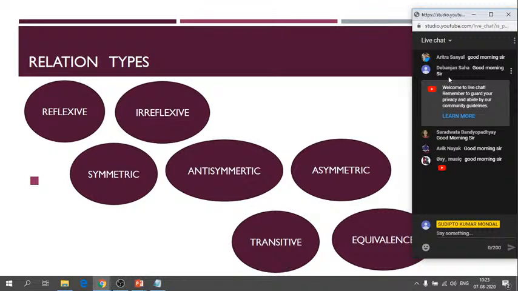So that is why we are saying relation is a subset of Cartesian product. And Cartesian product, as we know, is A cross B, which is the ordered pair of two different sets. So relation is nothing but a subset of Cartesian product. This way we explained that thing. Fine.